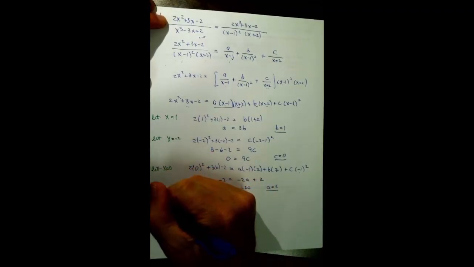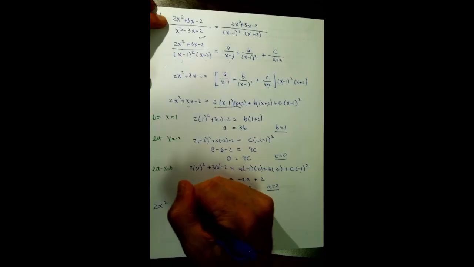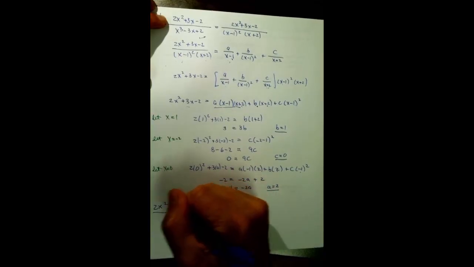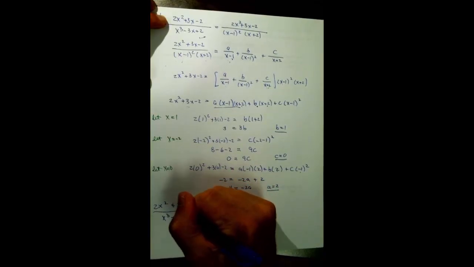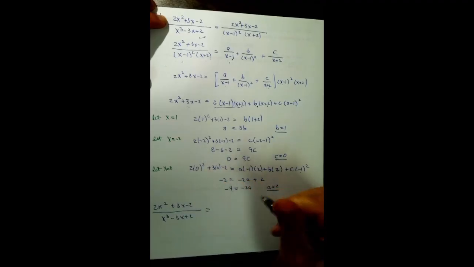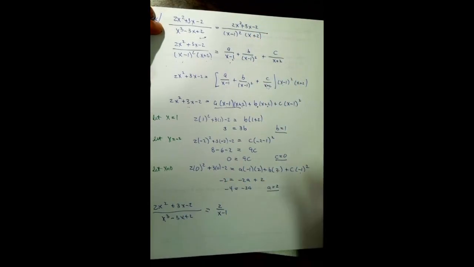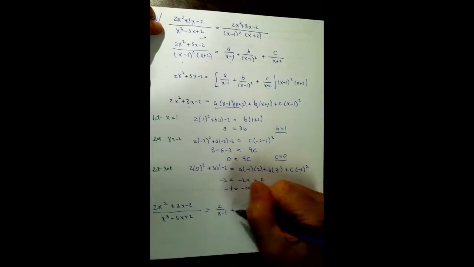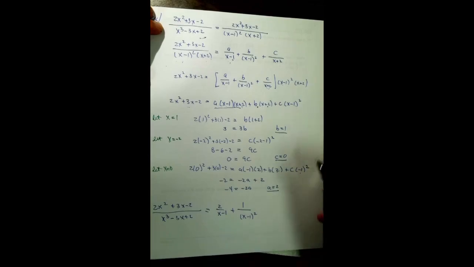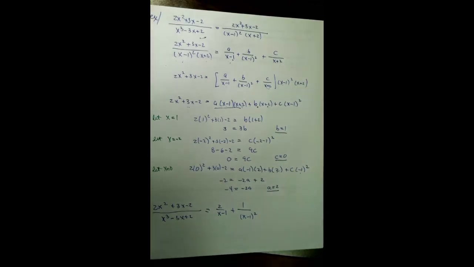So my original expression, (2x² + 3x − 2) over (x³ − 3x + 2), is a over (x − 1), so that's 2 over (x − 1), plus b, which is 1 over (x − 1)², and then the c is 0, so that's all I have left.